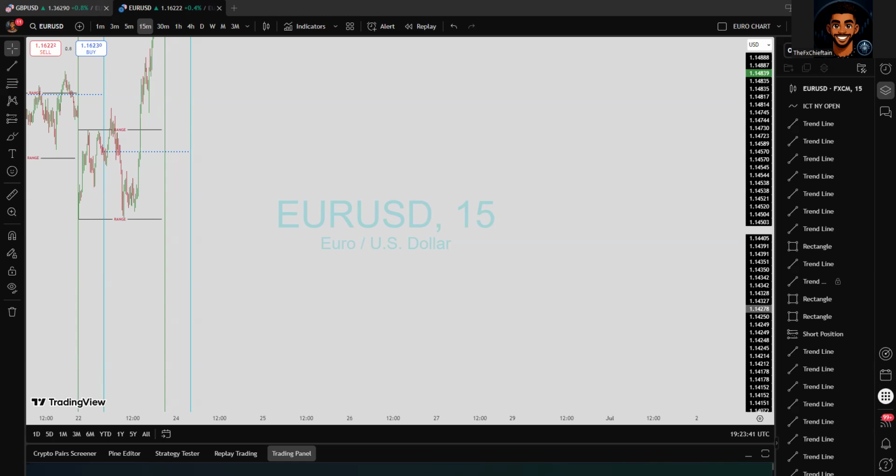Whenever we talk about mitigation, mitigation means when price comes to close up a gap or seal a deal, right? So that's what we mean by mitigation.